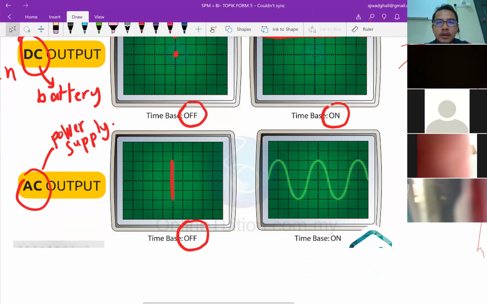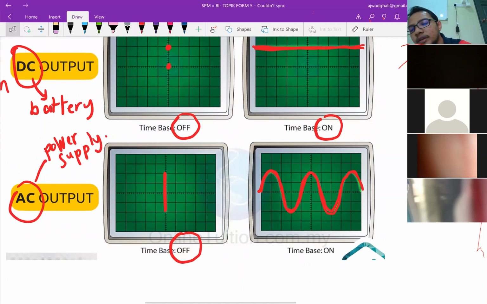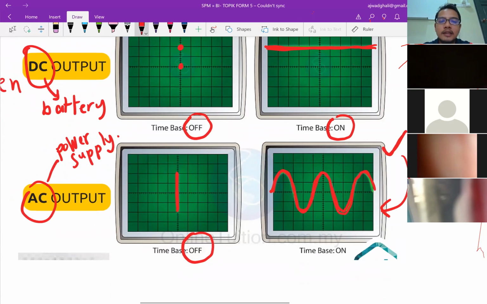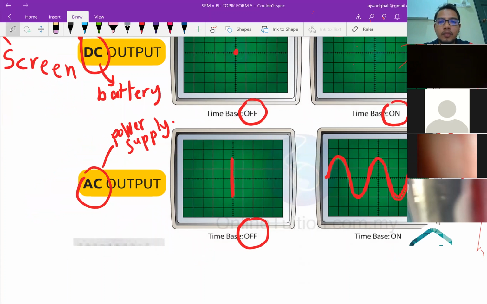Then this one, a sinusoidal, is like a wave. You learned waves in chapter 1.5. The sinusoidal shows you that this is an alternating current and the time base is on. So most of the time, equations will focus on this one, alternating current with the time base on, because you need to go back to your fundamental understanding about waves. So that's all that you need to understand for CRO.